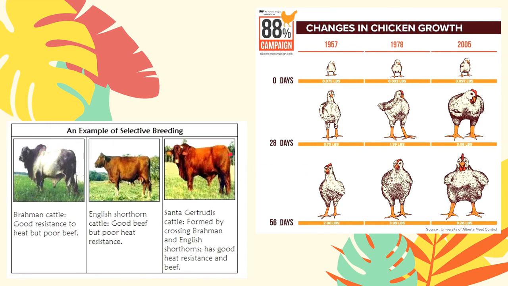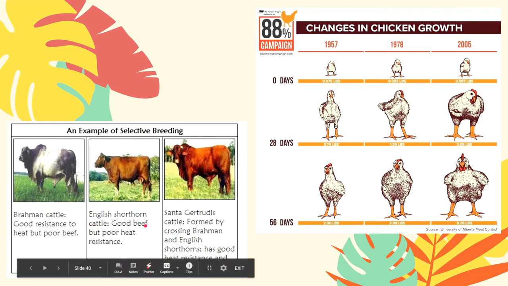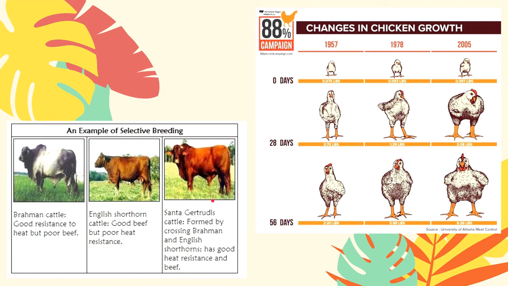Okay, so these are different types of cattle based on the traits that were considered desirable. So the Brahman cattle has good resistance to heat, so possibly that was what's needed in that country, but poor beef or poor food content, okay, or poor body parts, that very few body parts can be cut and sold as beef. English shorthorn cattle, good beef but poor heat resistance, so the opposite. While the Santa Gertrudis cattle, it is formed by crossing these two, so has good heat resistance and has good beef in its body. So this is an example. We have modified the lineage of these two by combining them and breeding this new breed of cattle.